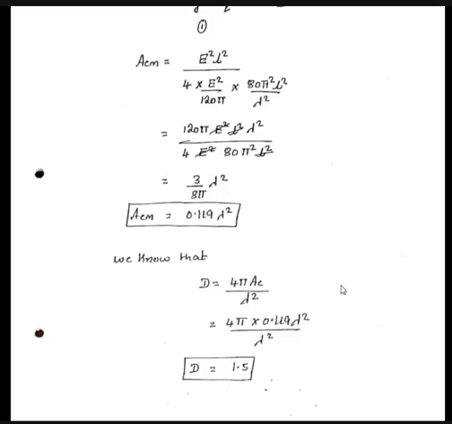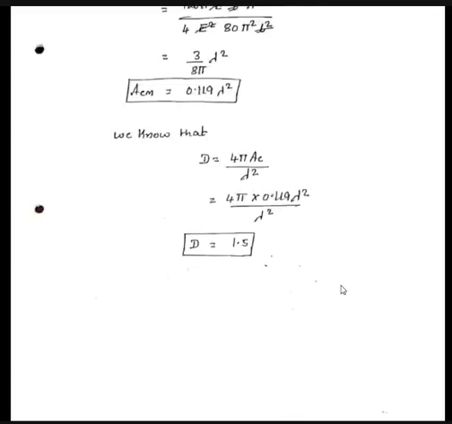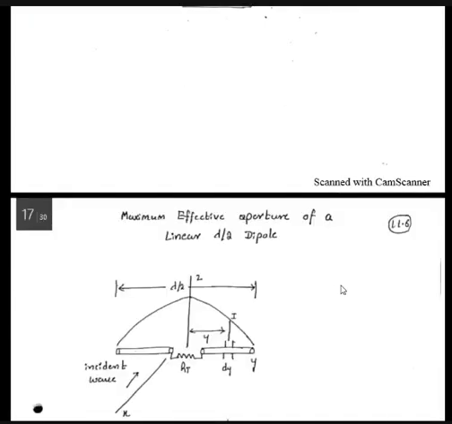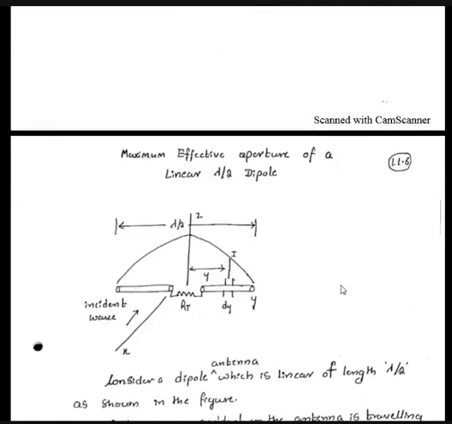In the same way, we'll move to the next topic. That is, we need to find again the maximum effective aperture for a linear lambda by 2 dipole. Here also the same case applies. The only difference is that there we did not consider the length; the length did not have any value like we have in this case. L is equal to lambda by 2 is the value we have in this particular case.